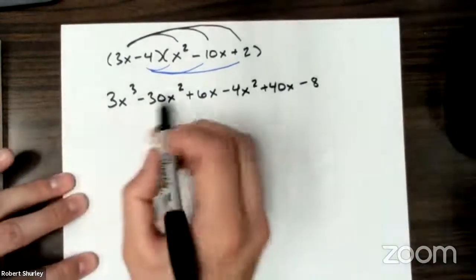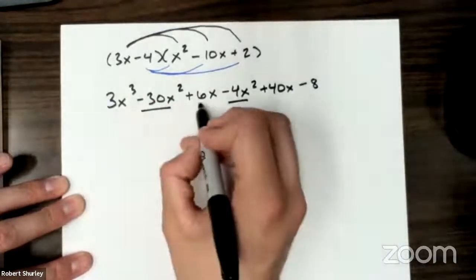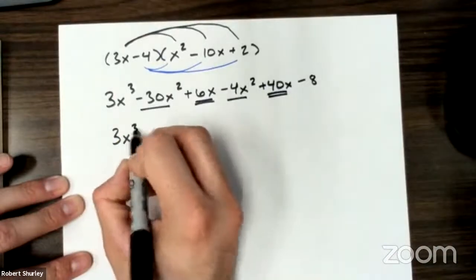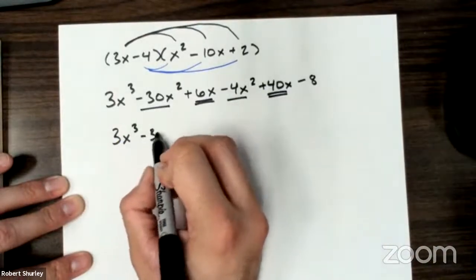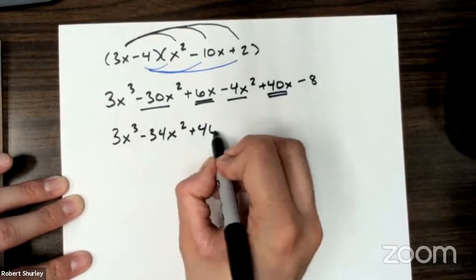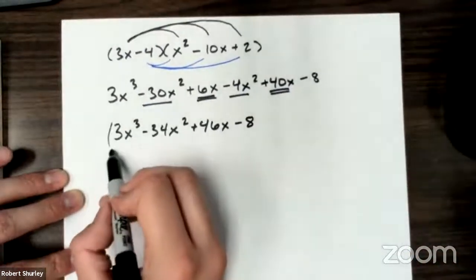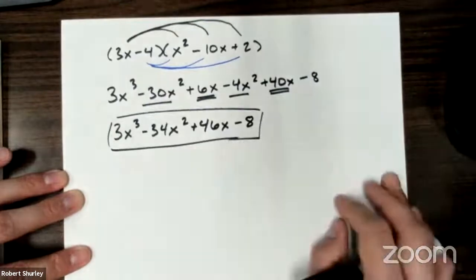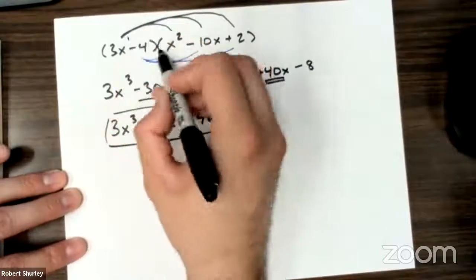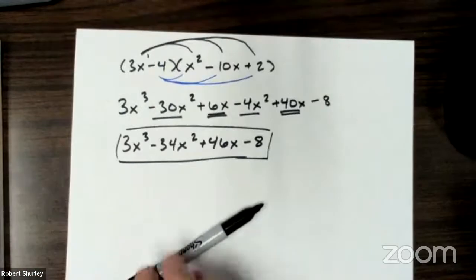Okay, so let's combine like terms. I can see that I've got a negative 30x squared and a negative 4x squared. And then I see that I've got a 6x and a 40x. So we've got 3x cubed minus 34x squared plus 46x. And then the minus 8's by itself out there. Okay, cool. Boom. There we go. Look, it's a 3rd degree polynomial. We had a 1st degree polynomial multiplied into a 2nd degree polynomial, and it gives you a 3rd degree polynomial.